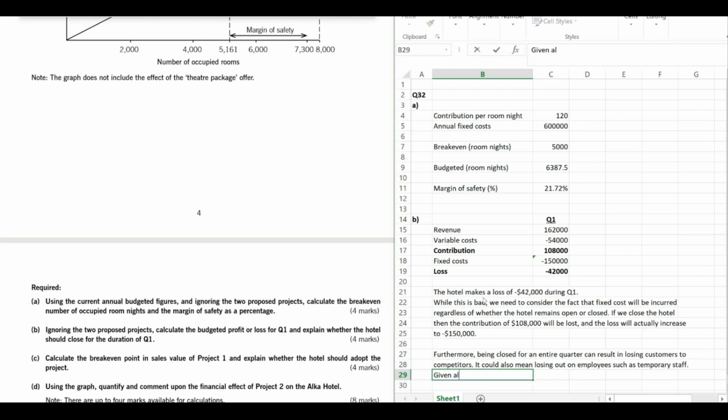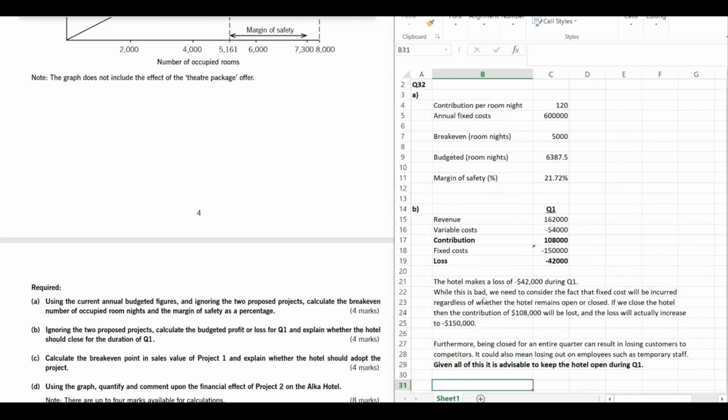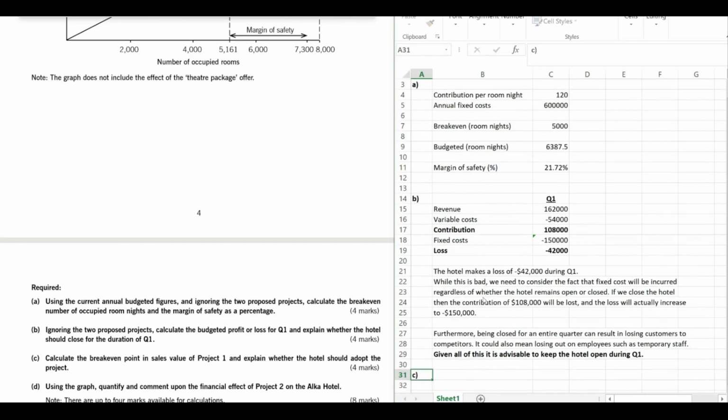Given all of this, it is advisable to keep the hotel open during Q1. Okay, and we'll just make this bold because this is our conclusion. Okay, so part B for 4 marks, and we're done. Let's continue on to part C, again for 4 marks.